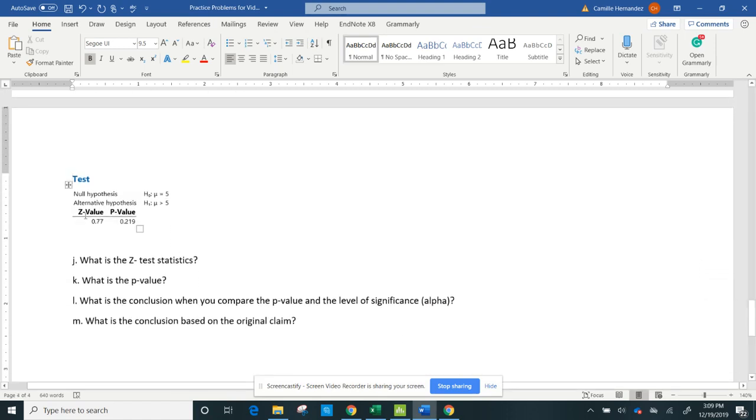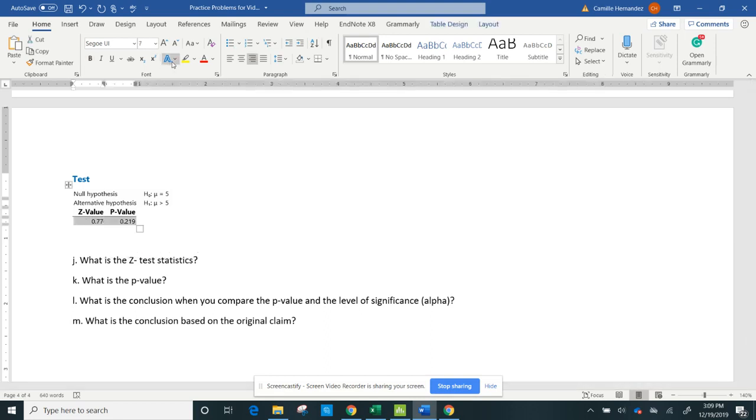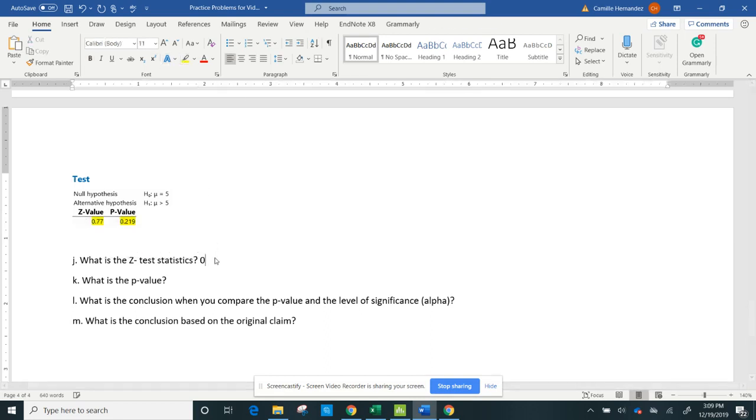Okay, so what's my Z value? I'm going to highlight what it is: 0.77. My P value is 0.219. So when I compare 0.219 to, remember, 0.01, again, if you're thrown because of the decimals, add another 0 so I have 3 decimal places here and compare 3 decimal places here. I can do greater than, and then it is a fail to reject the null.